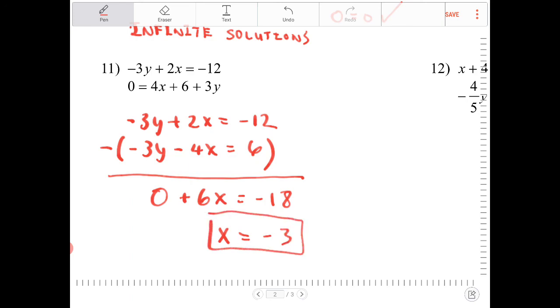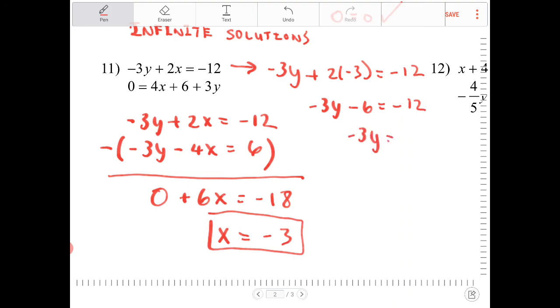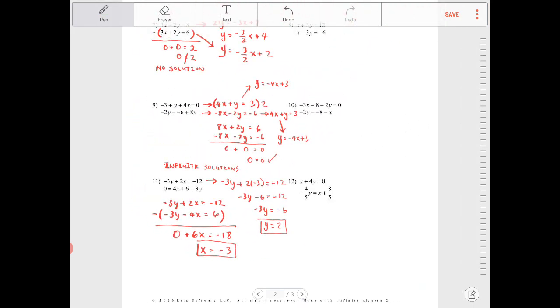We need to now go back in and solve for y. If x is equal to -3, I can substitute this into either equation. It looks like the difficulty level is really no different, so I'm going to substitute into the first equation. I have -3y plus 2 times -3 is equal to -12. Therefore, -3y minus 6 is equal to -12. I'm going to add 6 to both sides. I end up with -3y is equal to -6. Divide by -3, and I'll end up with y is equal to 2. And that's it.